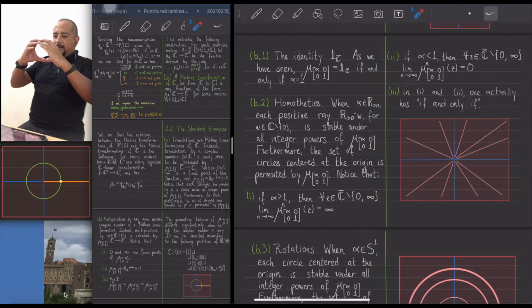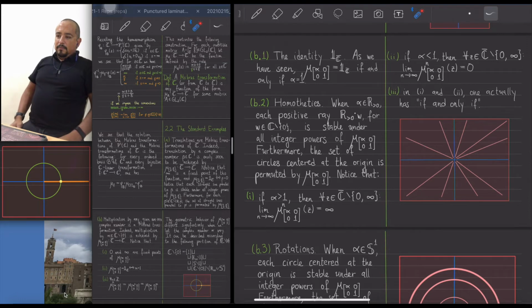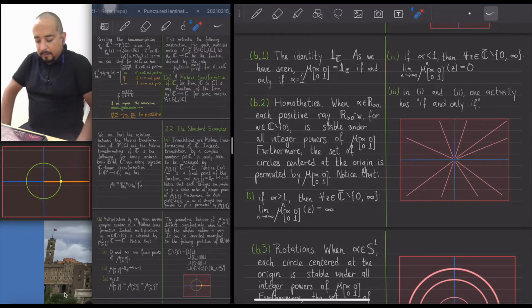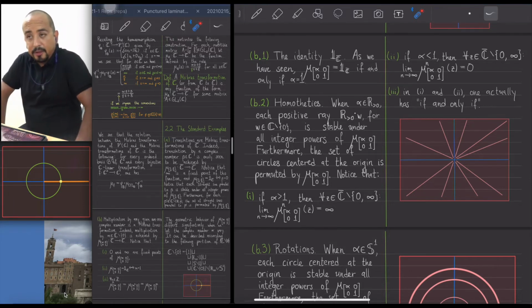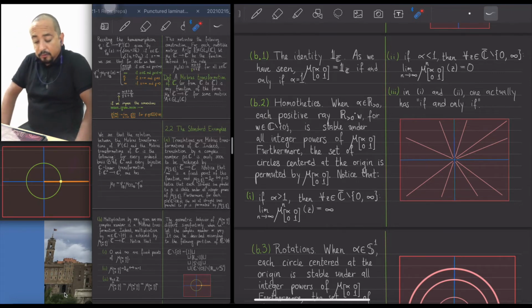Just think about it. Any circle, when you multiply it by alpha, you get another circle. So the family of circles centered at the origin obviously gives you a partition of C bar minus the fixed points, which are 0 and infinity. So very easy to find them.